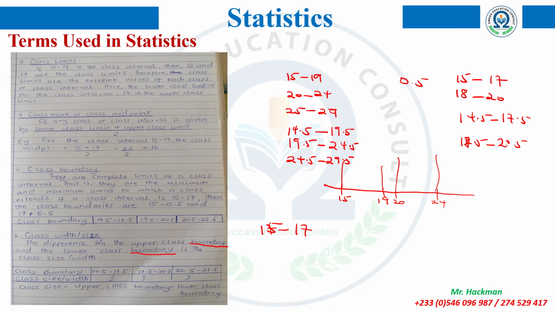Yes, please. So it means indirectly you define your class mark or class midpoint in terms of the boundaries. So yours will be the lower class boundary plus the upper class boundary over 2. As simple as that.